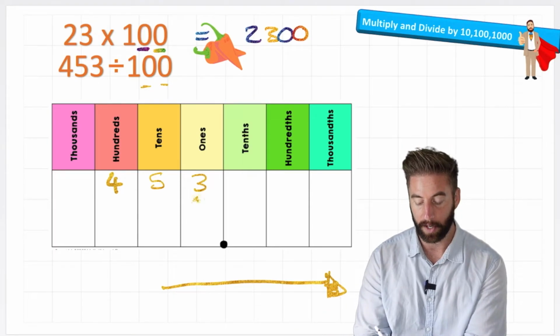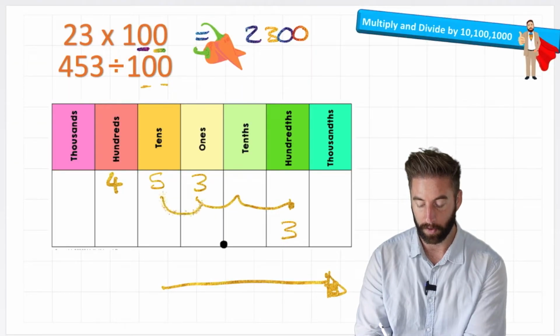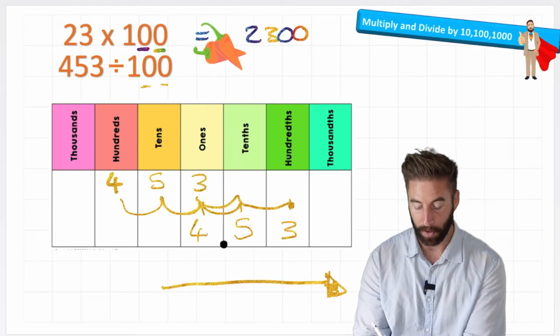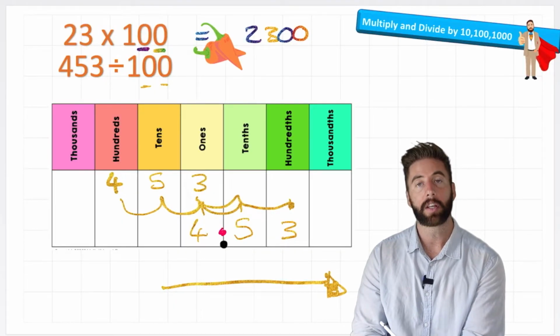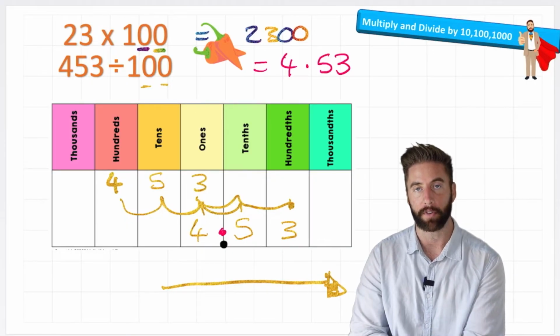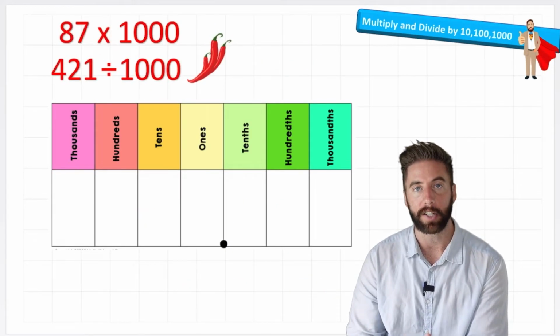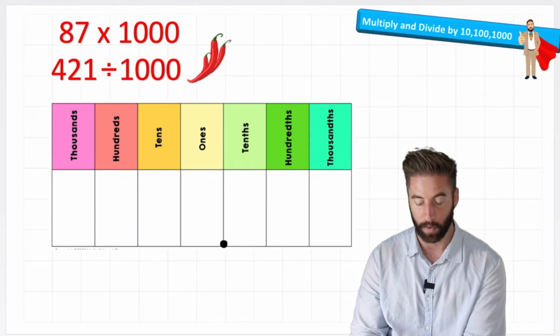So here we go. I move my 3, 1, 2, I move my 5, 1, 2 into the tenths column, and I move my 4, 1, 2, landing in the ones column. Don't forget to put that decimal, that's super important. 453 divided by 100 leaves me with 4.53, or 4 and 53 100ths. Let's get to that real spicy challenge. Here we go. 87 times 1000.